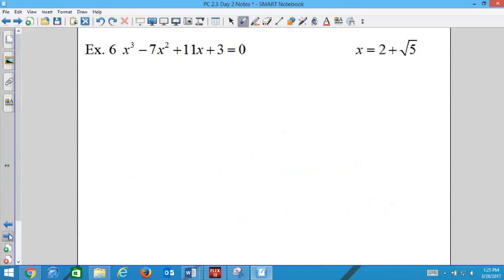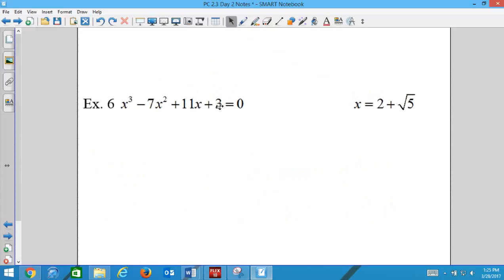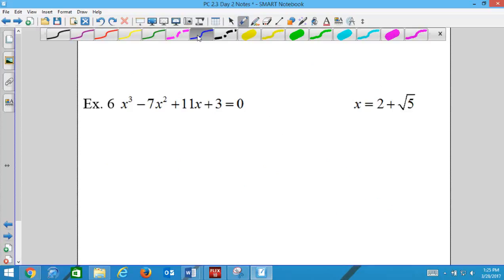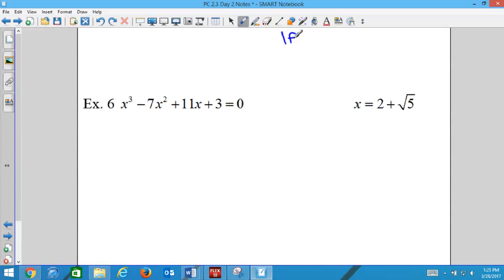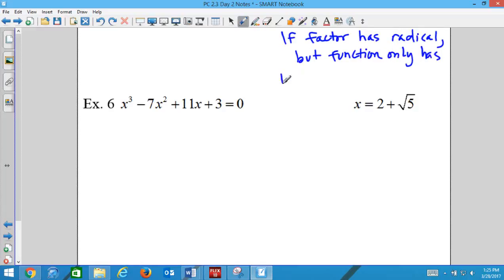Okay, last one. I left you a little space to write yourself a note. There's something special when one of our factors has a radical in it. So if a factor has a radical, but the function only has integer coefficients, that's what we have right here. We have a radical as one of our factors, and then you look at the function and there's only integers. There's no radicals over there.